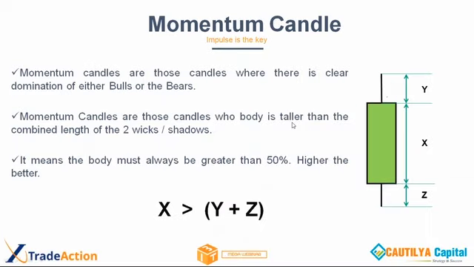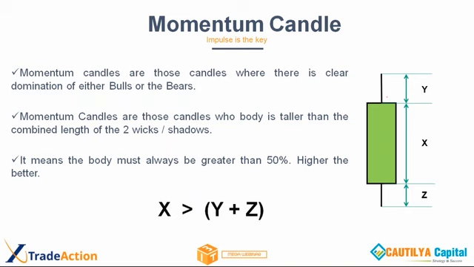Now let's come to the strong building block of the candles. This is called a momentum candle. Momentum candles are those candles where the bulls and the bears are in clear domination. What kind of candle is this? It's a very clear, very strong green candle. There's no confusion about it, which means who is controlling now? Only buyers are controlling.